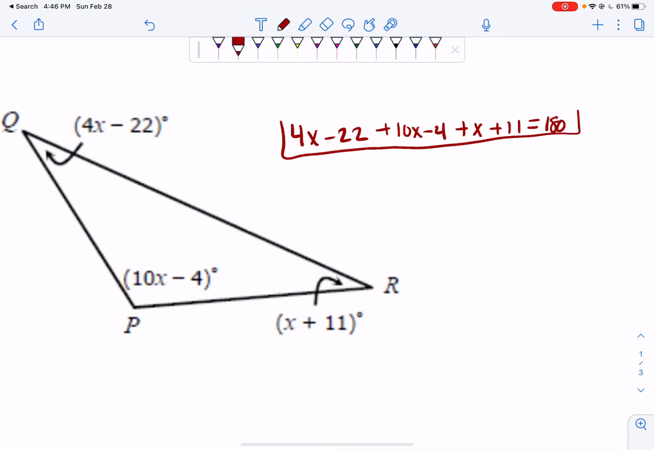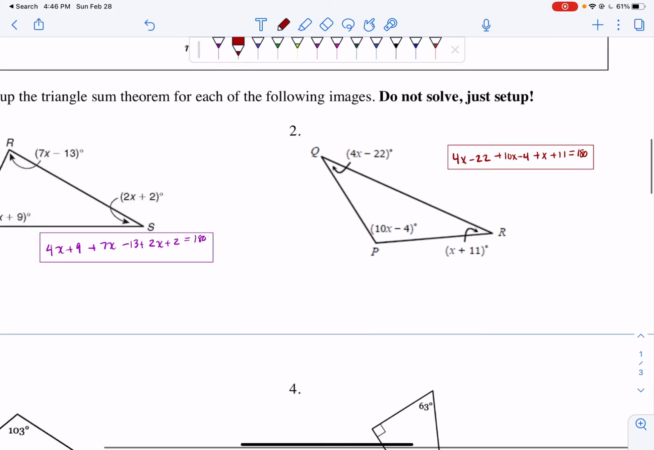No combining like terms, nothing. You can combine your like terms to make this look a little simpler, but again, we're going to focus on that tomorrow.